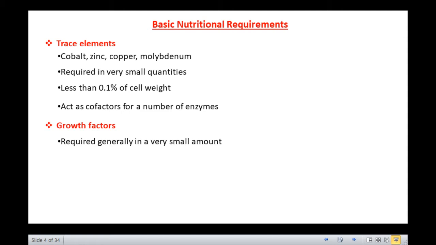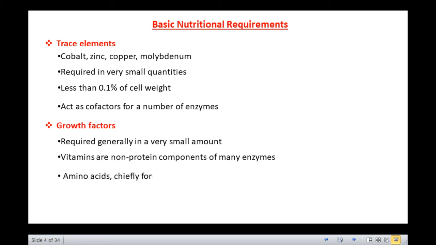Some examples of growth factors include vitamins, whose derivatives as coenzymes are non-protein components of many enzymes, amino acids, chiefly for protein synthesis, and nucleotides for DNA and RNA synthesis. These growth factors are mainly required for biosynthetic processes and for the energy needs of the cell.